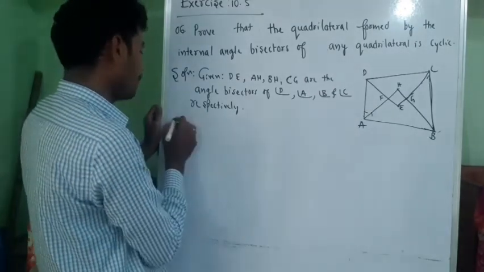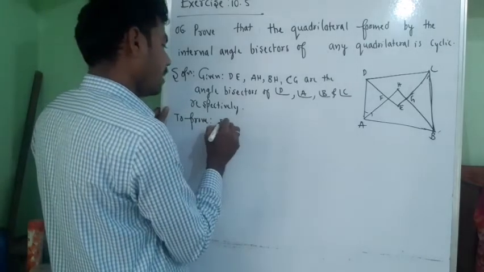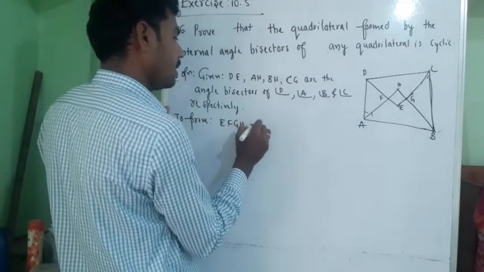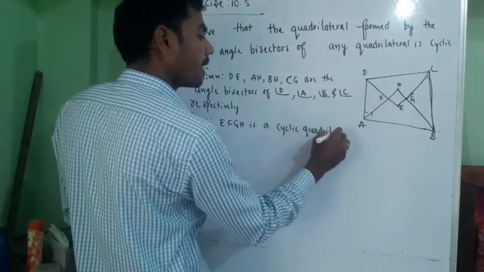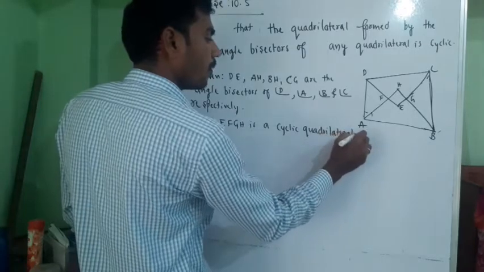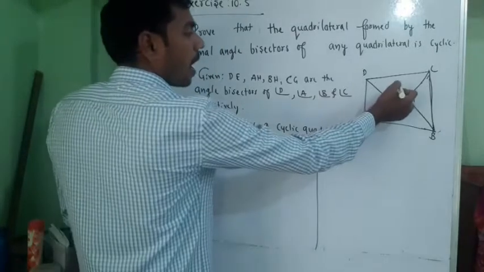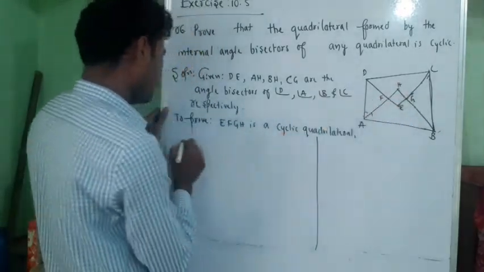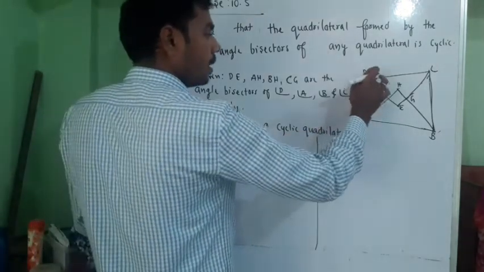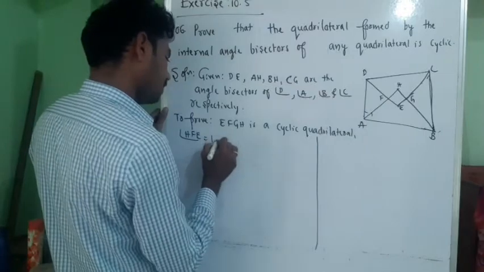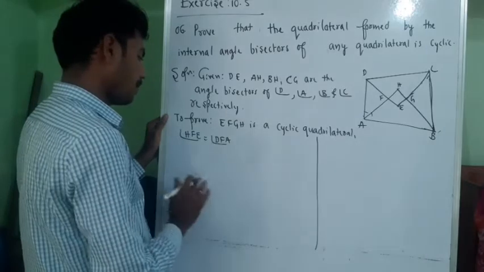We need to prove EFGH is a cyclic quadrilateral. We need to prove it as a cyclic quadrilateral. Fine. For that, what we have? See, angle HFE is equal to angle DFA.